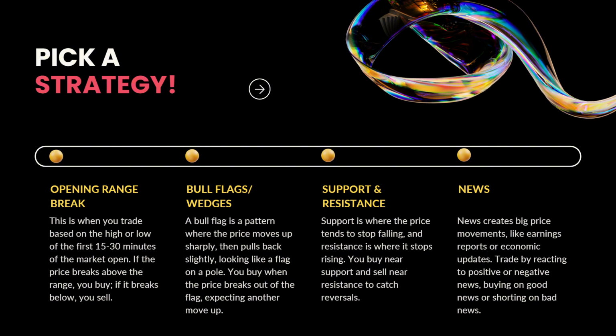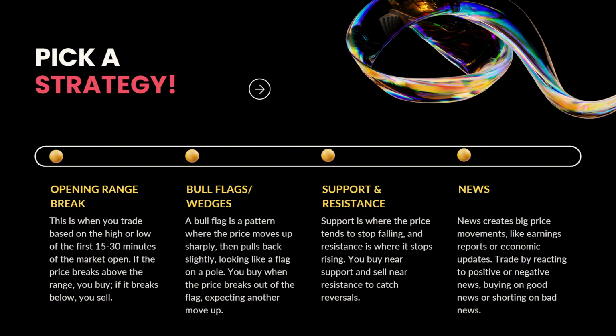Bull flags and wedges is a pattern where the price moves up sharply, then pulls back slightly, looking like a flag on a pole. You buy when the price breaks out of the flag, expecting another move up. Support and resistance. Support is where the price tends to stop falling, and resistance is where it stops rising. You buy near support and you sell near resistance to catch reversals.